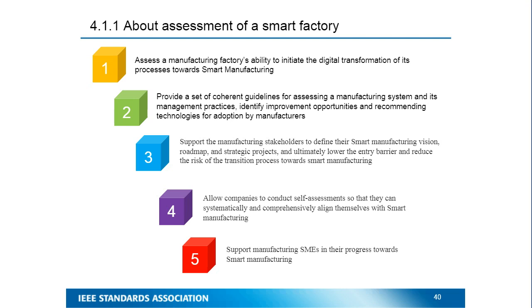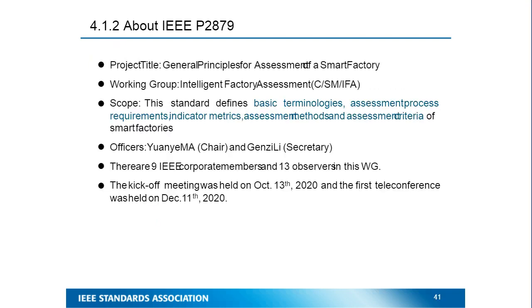Thirdly, it supports manufacturing stakeholders in defining their smart manufacturing vision, roadmaps, and strategic projects, and ultimately lowers the entry barrier and reduces the risk of the transition process towards smart manufacturing. Fourthly, it allows companies to conduct self-assessments so that they can systematically and comprehensively align themselves with smart manufacturing. Finally, it also supports manufacturing SMEs in their progress towards smart manufacturing. So in IEEE P2879, the working group is going to define basic terminologies, assessment process requirements, indicator metrics, assessment methods, and also assessment criteria for smart factories.